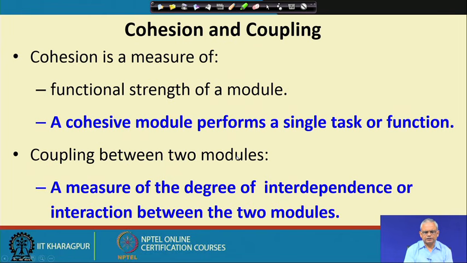Now, let us see the concepts of cohesion and coupling. If we can determine the cohesion and coupling of a given design solution, we can tell whether it is a good design or a bad design. We say that a module is cohesive if it performs a single task or function. If it tries to do too many things, then it is not cohesive.